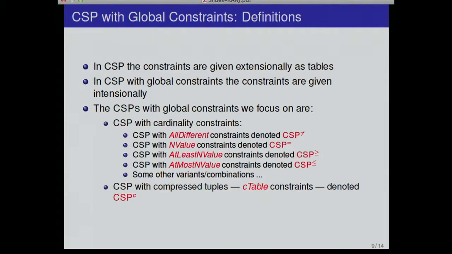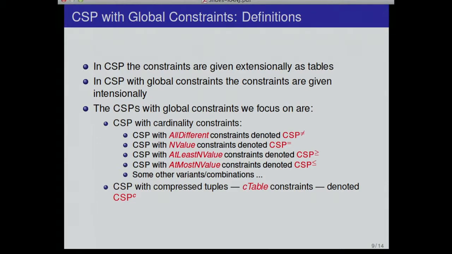Okay, so now I move to talk about the CSP with global constraints. In the CSP, the constraints are given extensionally as tables or relations. In CSP with global constraints, the constraints are specified intentionally using some property that you need to satisfy in order for the constraint to be satisfied. Now, we consider two main categories of global constraints.